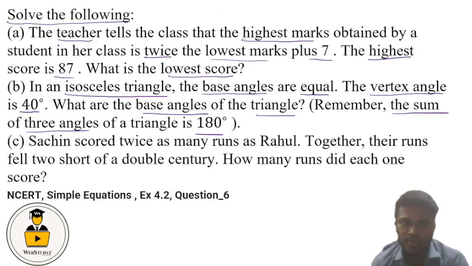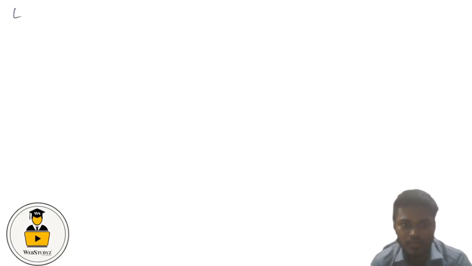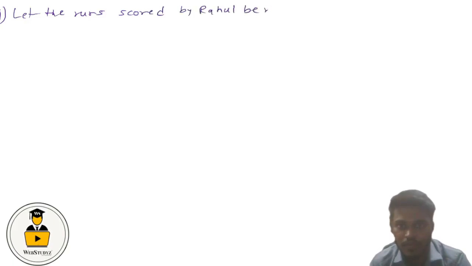Now let us consider the next example. We have been given that Sachin scored twice as many runs as Rahul. Together their runs fell too short of a double century. How many runs did each one of them score? So we need to find the runs scored by Sachin and Rahul. Let us assume that the runs scored by Rahul be x.